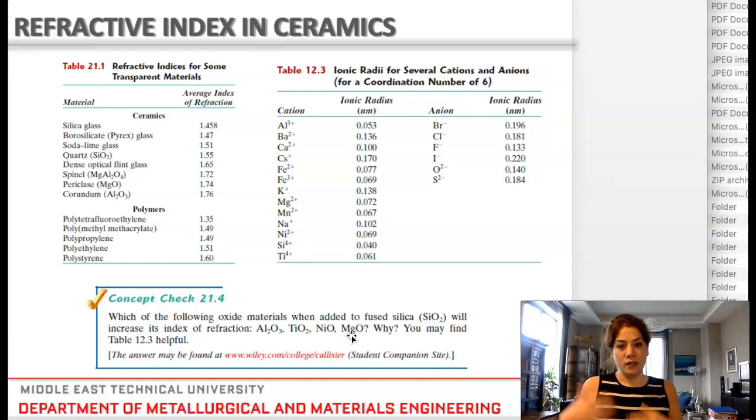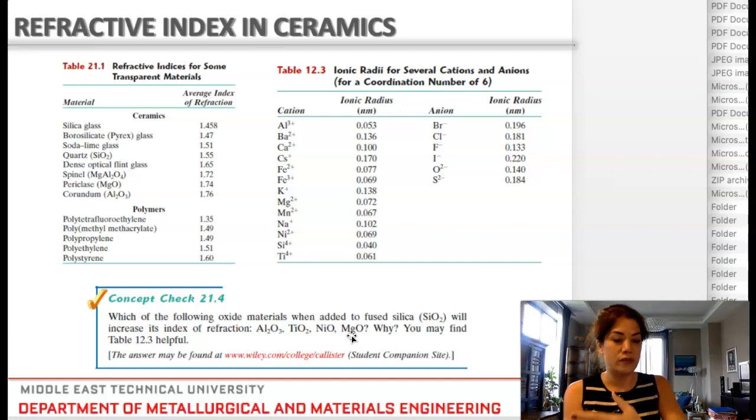So when I add alumina, titanium oxide, nickel oxide, or magnesium oxide into silica, what's going to happen? Those positive silicon ions will be replaced with larger ions. If larger ions replace the silicon centers, the light coming in will be refracted more, or slowed down more. Therefore, the refractive index will increase.